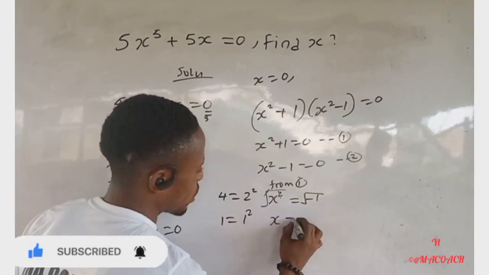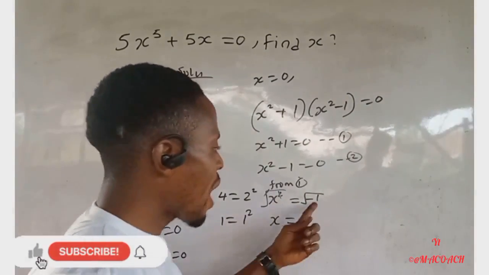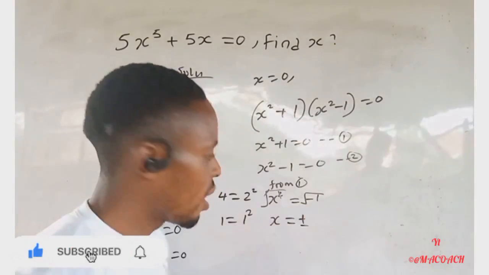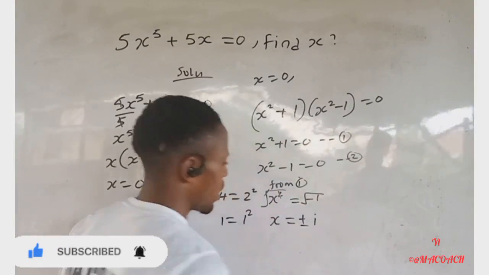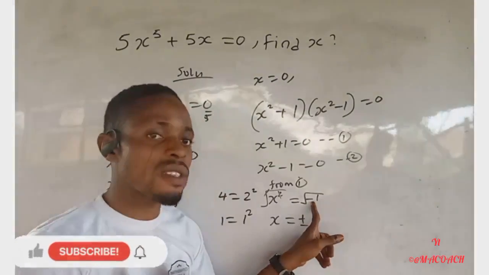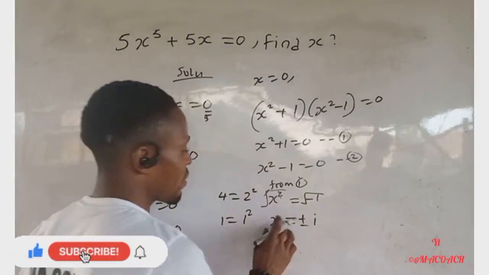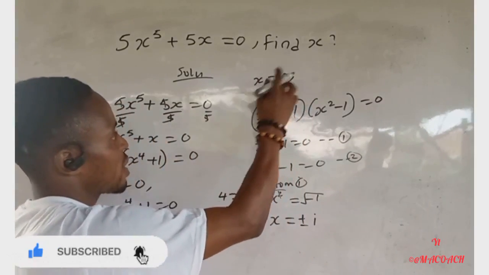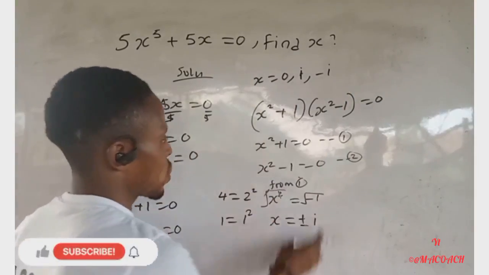When you take the square root of both sides, we have s equal to plus or minus the square root of minus 1. The square root of minus 1 gives an imaginary number, and it is given as i. We have i here because it is an imaginary number, since it carries a negative inside the square root. So the value of s is plus or minus i.